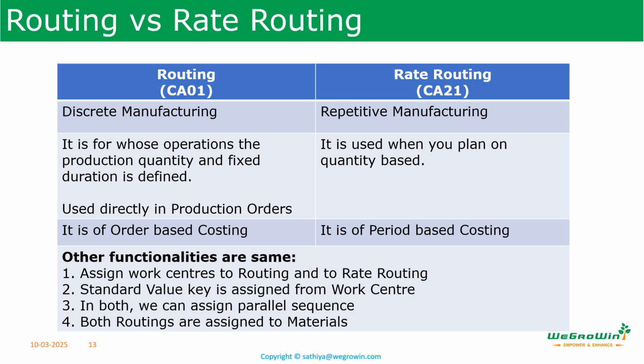So the main difference is that this is for discrete and this is for repetitive manufacturing. In routing, the basic quantity remains a constant, and time-related data like setup time and processing time are fixed. But in rate routing, production quantities are maintained on the basis of individual items and the reference time is constant. Like that, it is fixed in the rate routing. So when you practice standard routing and rate routing, you will be able to appreciate this difference.